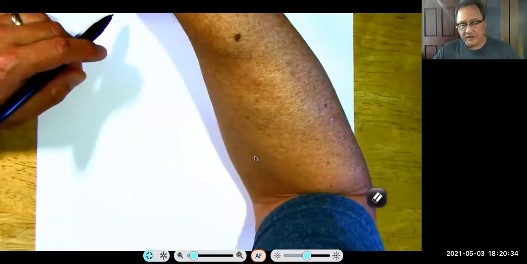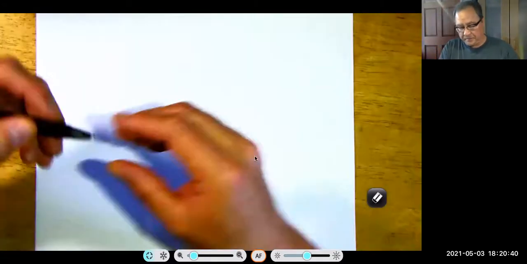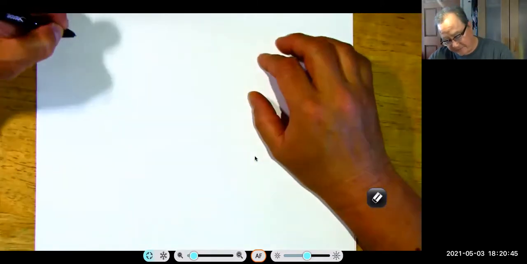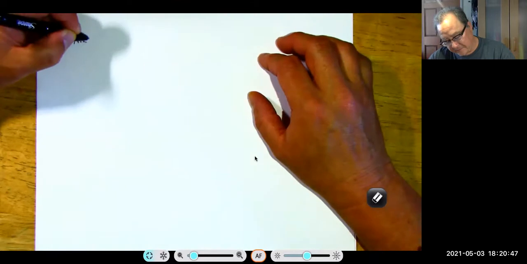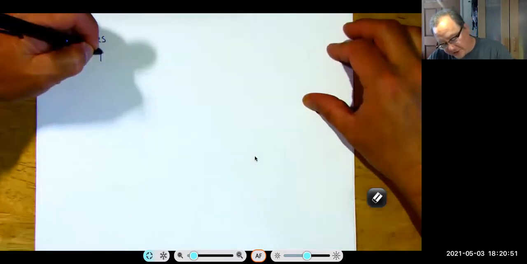Okay, so this is going to be the types of reactions I expect you to know. The types of reactions I'm going to expect you to know are, for the alkanes, you should know halogenation.